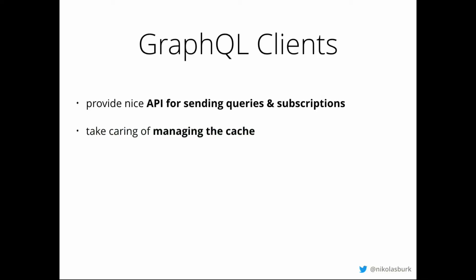Most of the GraphQL clients, the more sophisticated ones, actually there are only two, will also take care of managing a cache for you, which means that they're not only fetching the data, but once they receive the data, they also put it into a store, and they make sure that you don't fetch redundant data if you already have it in the cache. And the most popular GraphQL clients at the moment are Relay, which is the homegrown GraphQL client from Facebook.